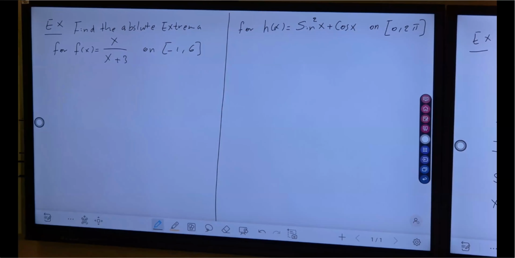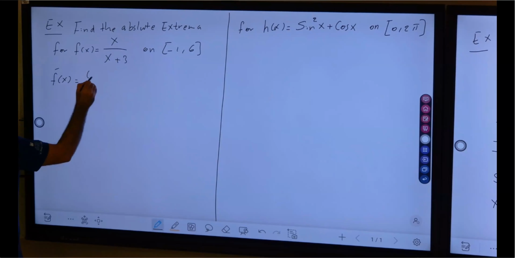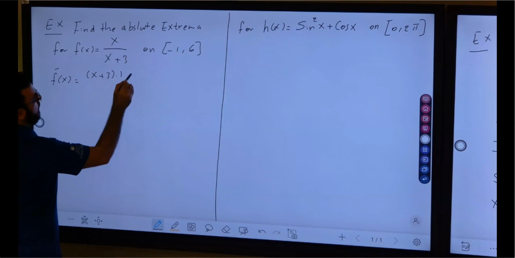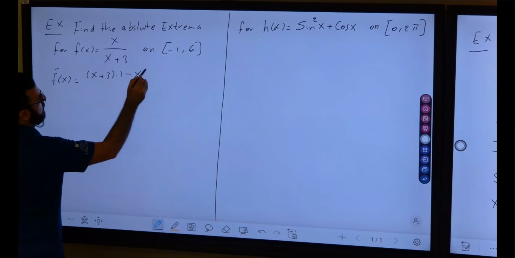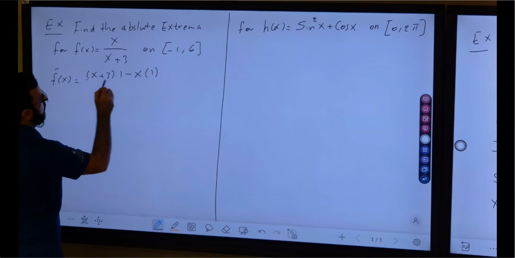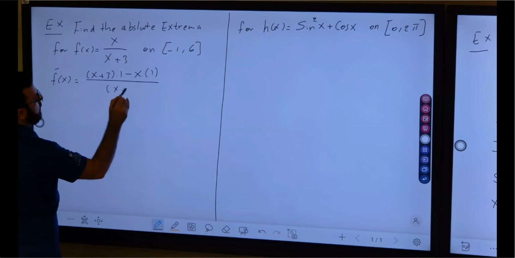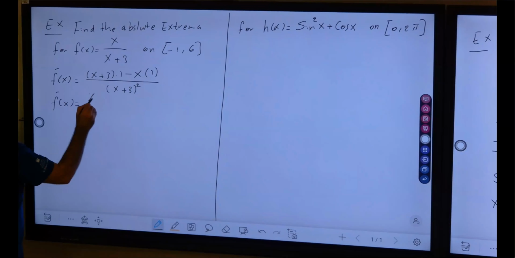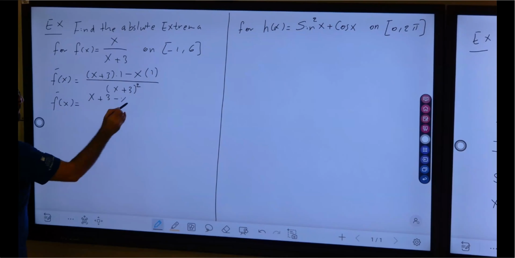Find the extreme. So we're going to find the derivative. f prime of x is going to be equal to the bottom part times the derivative of the top, which is 1, minus the top times the derivative of the bottom, which is 1, over the bottom squared. Simplify it. So it's going to be x plus 3 minus x divided by.